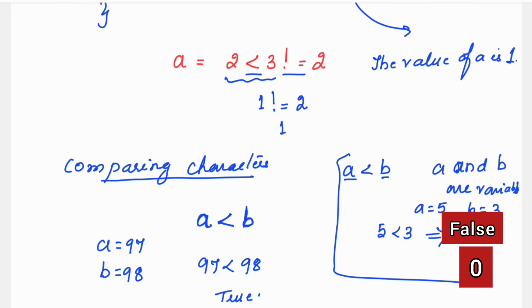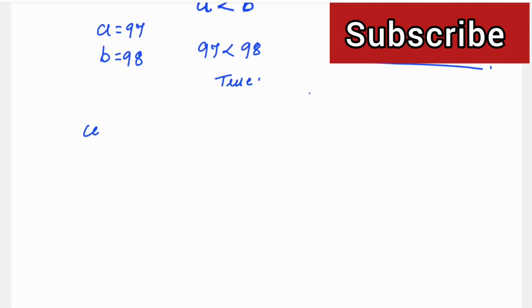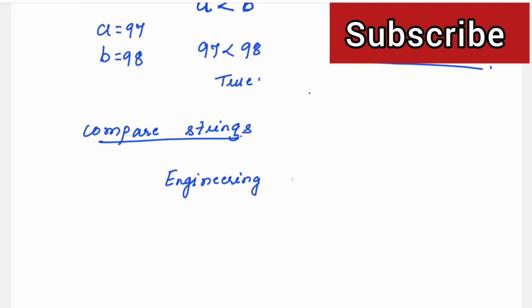So this way the characters can also be compared. Normally whenever characters are used, characters are always enclosed in what? Single quotes. Can you compare strings? Comparing strings, is it possible or not? Let us see this. Suppose you want to compare two strings, let me just write down. One string is "engineering" and the other string is "wing". Strings are always enclosed in double quotes. Can you compare these strings? Comparing strings does not make any sense.